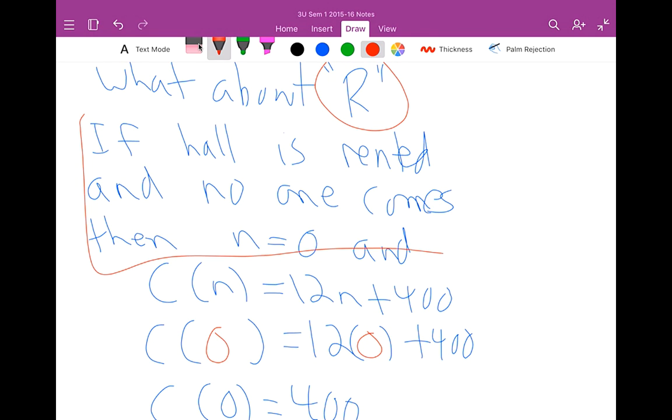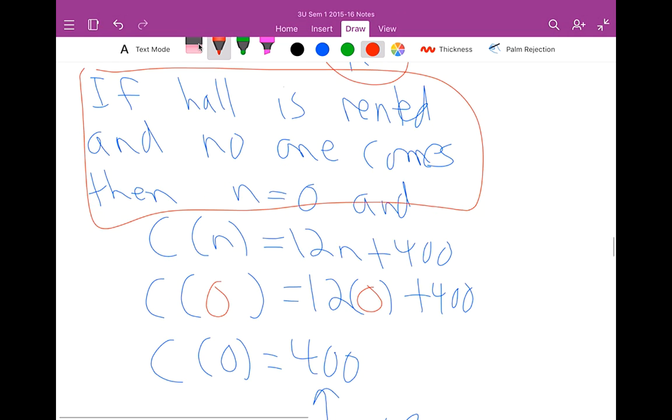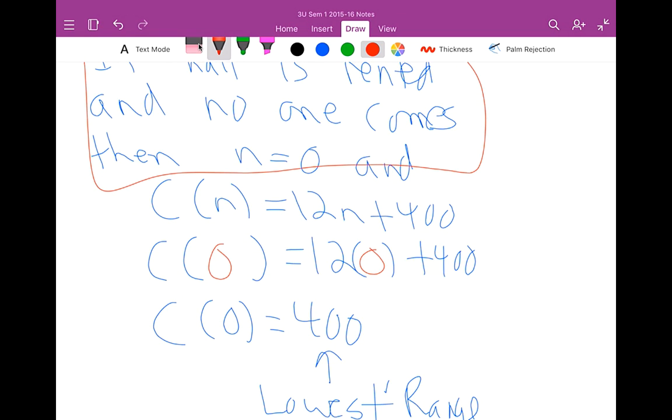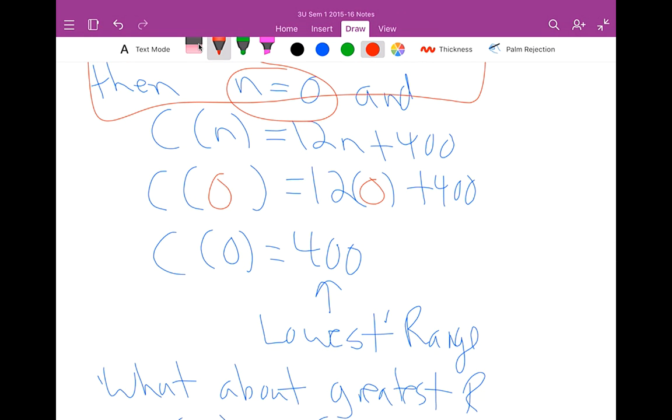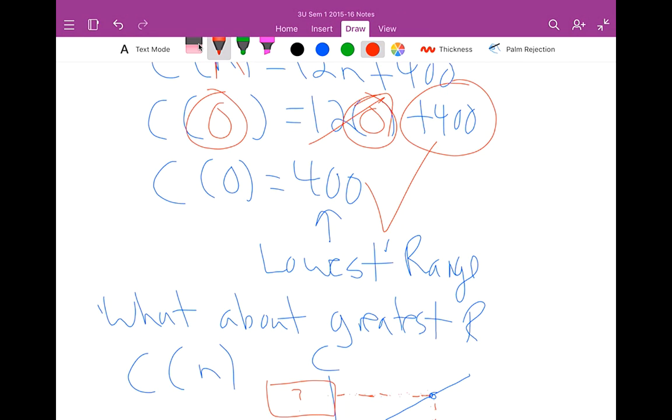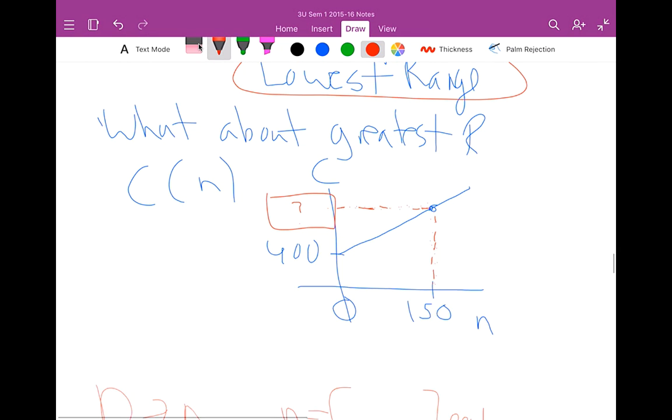So let's take a look at this. If the hall's rented and no one shows up to my wedding, not even my wife, and then I decide to head home, then that means n equals 0 and 0 people go. So I replace the n here with this 0. So it's $12 per meal times 0 meals. So that's gone. And then I add on the constant of $400 for the hall, $400. So that's the lowest range value. What about the greatest range value?